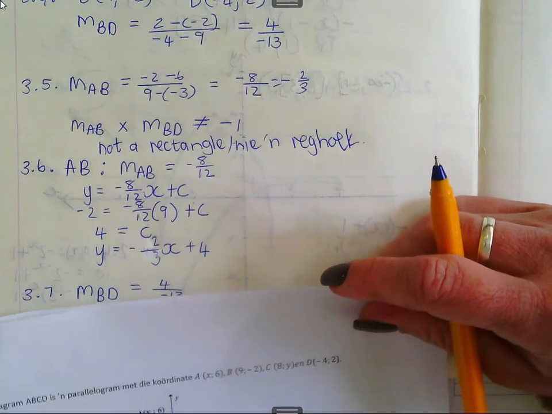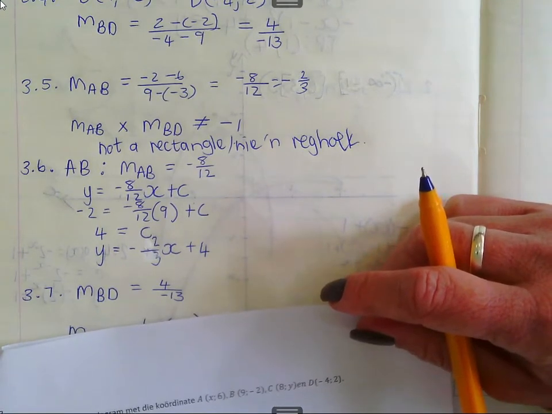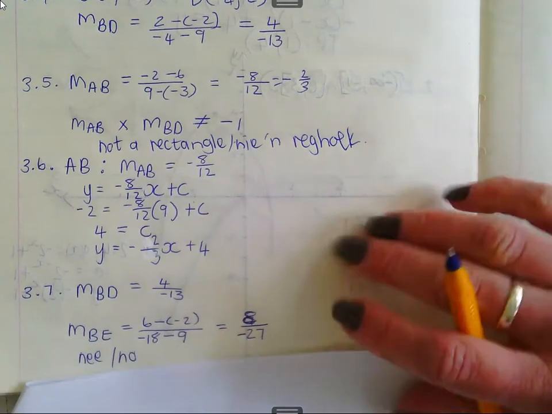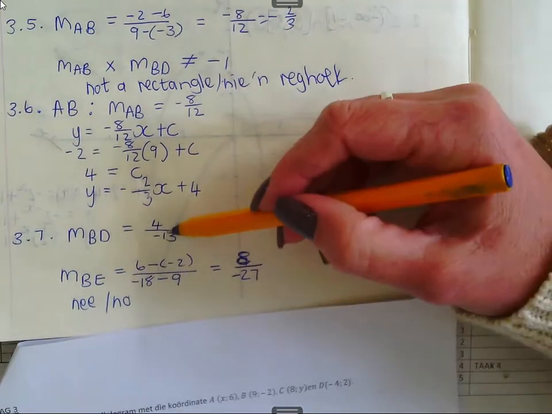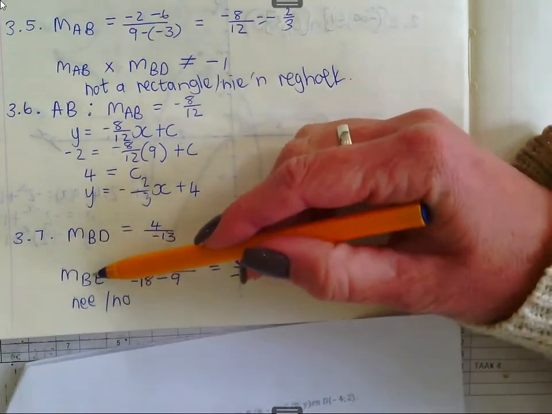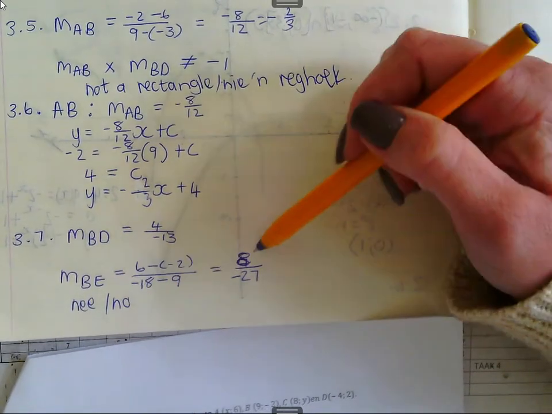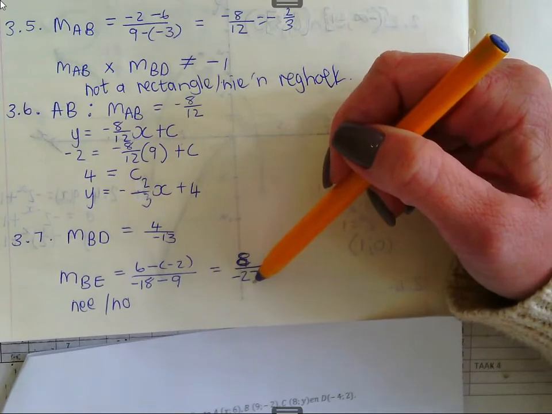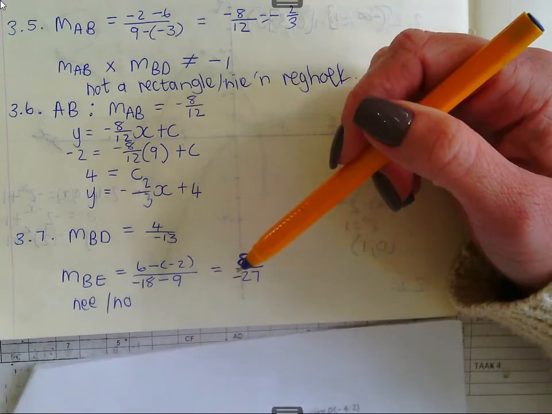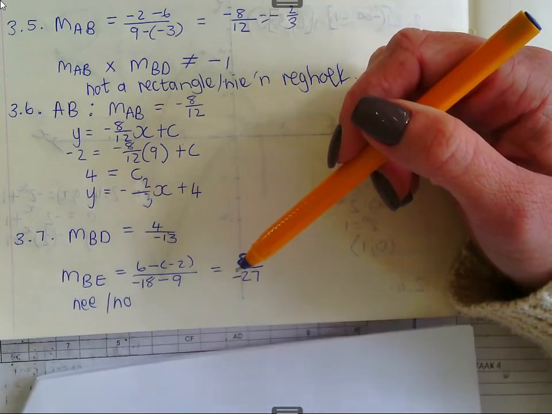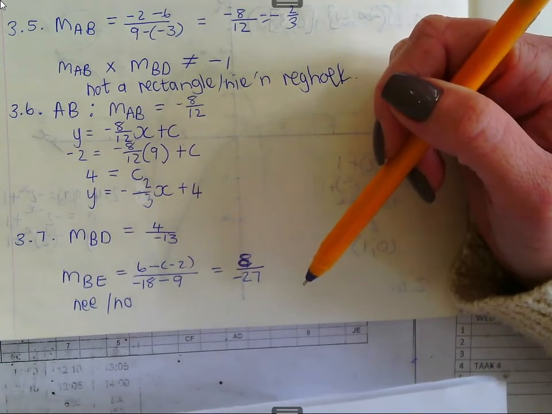3.7. Determine if B, D and the coordinate E, which is negative 18 and 6, are collinear. So I have the gradient of BD. I calculated it at 3.4. There it is. Then I calculated the gradient of BE. You could have calculated the gradient of DE as well. It doesn't matter. And I got 8 over negative 27. So I said no, they're not collinear. Did you get it like that? Do you understand? Okay, when they are collinear, the gradients will be the same.